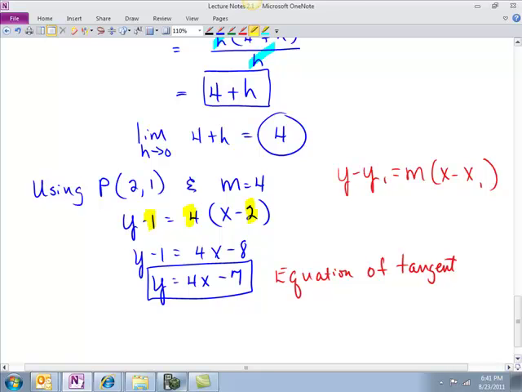Now, how many of you have had calculus in high school? Okay, so you're sitting there going, I know all this junk, but I know how to take derivatives. I know how to do the slope of the tangent. I don't want to do this. Unfortunately, in Cal 1, we got to do this stuff before we get to the easier way to do it.